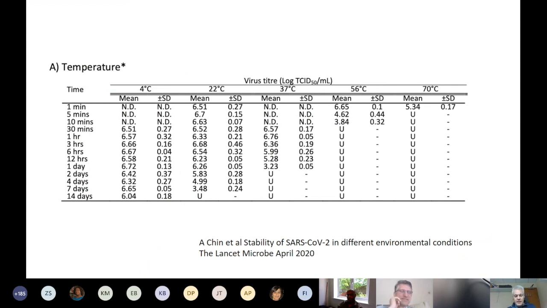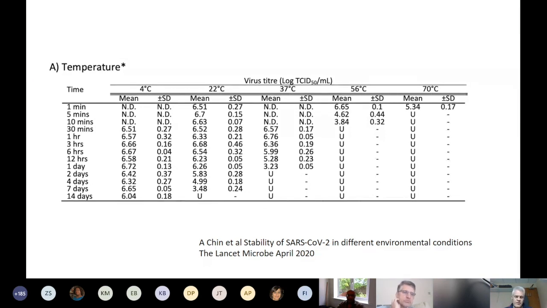Now, I found a paper published in April on the survivability of the virus. I thought it was quite interesting. I wanted to share some of this data with you. So Chin and colleagues in Hong Kong took 5 microliters of viral culture with the COVID virus and put it onto various media and surfaces, and then undertook measurements to see if it could be detected subsequently over a period of a couple of weeks.